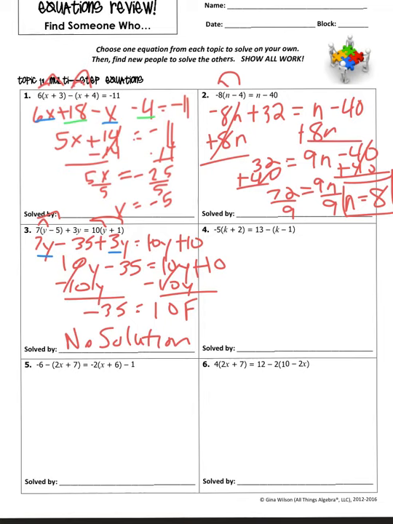Number 4, distribute. Let me just erase a little here. Negative 5k minus 10 equals 13 minus k plus 1, because a negative times a negative is a positive. Combine like terms. 13 and 1 is 14.